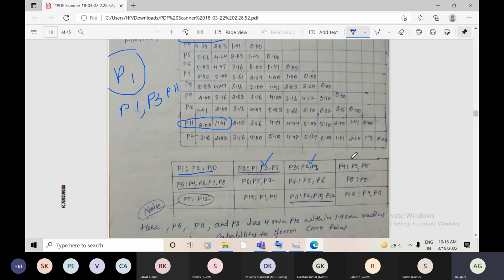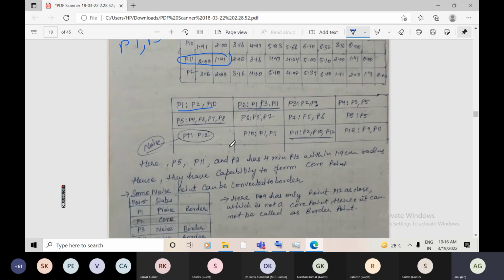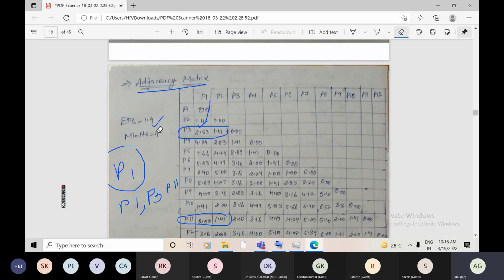Similarly for P3, P4, P5, P6, P7, P8, P9, P10, P11, P12, you need to write all the points that are coming in the vicinity. When I say vicinity, you need to consider the epsilon radius. Now after you form this table, you need to see which sets have 4 points in them, because our second condition is you need to take minimum 4 points.